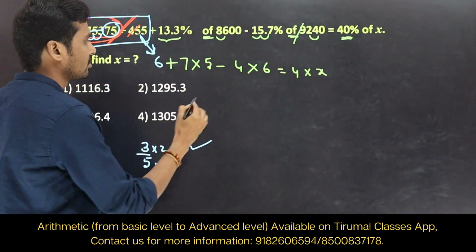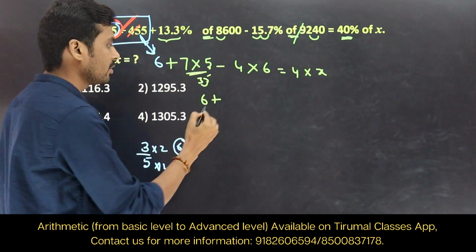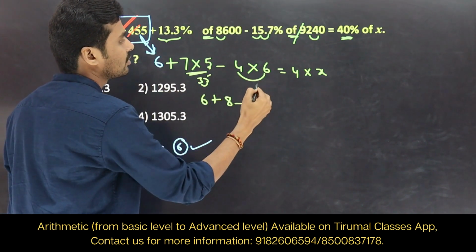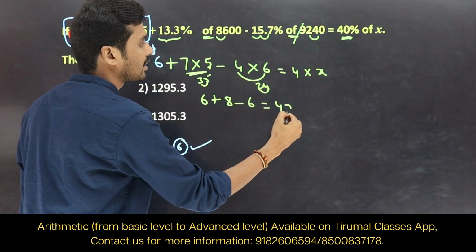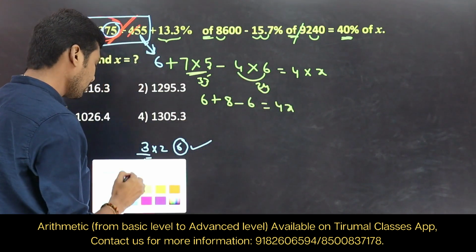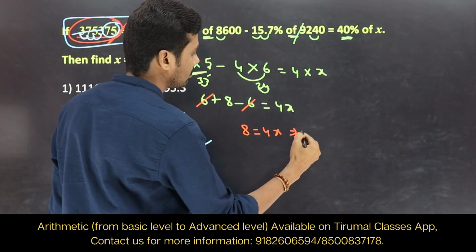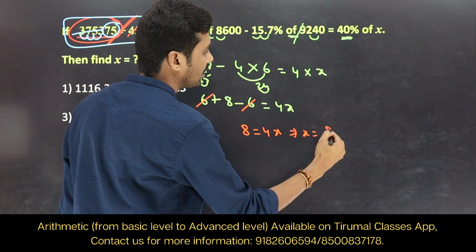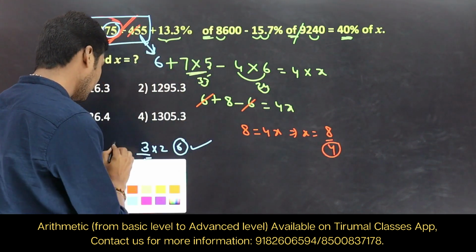So 6 plus 7 fives is 35, 3 plus 5 is 8, minus 6 fours is 24, 2 plus 4 is 6, is equal to 4x. The immediate step is that we can cancel out plus 6 minus 6. So 8 is equal to 4x. Therefore the x value is equal to 8 by 4. The denominator value here is 4.